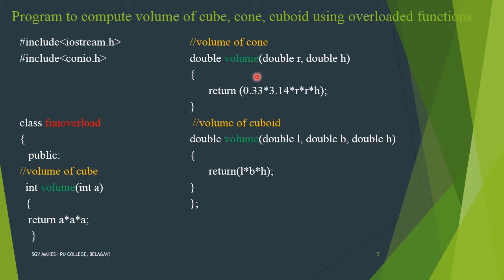What is the formula? It's 0.33 into pi r square h. That is 0.33 into 3.14 into r into r into h. This is the formula to find out volume of a cone. Similarly, we have volume of cuboid, that is length into breadth into height. To find the volume of a cuboid, we are writing this function. Now what is the class? It's function overload. Name of the function is volume, volume, volume.